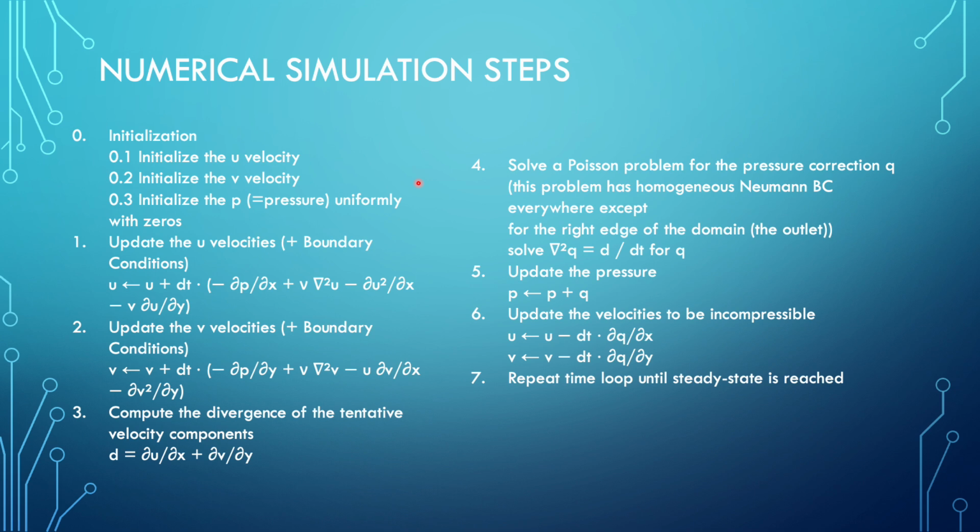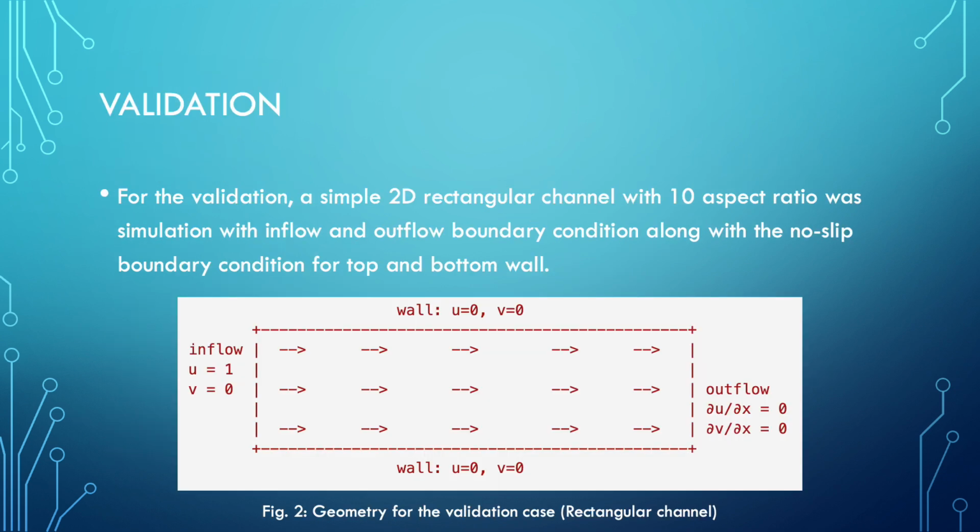So here is the numerical solution step described. To make it short, I first solve the momentum equation to get the u velocity and the v velocity, and then I calculate the divergence with the present u and v velocity, and then solve the pressure correction equation to get the pressure correction term, and then update the pressure, and then finally update the u velocity and v velocity so that they satisfy the continuity equation, and then repeat the same process until the flow reaches the steady state.